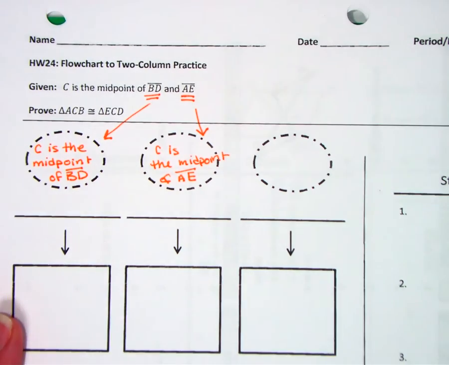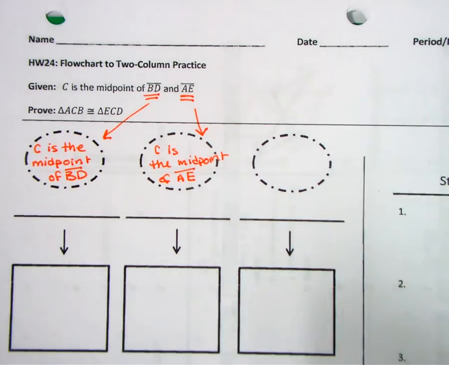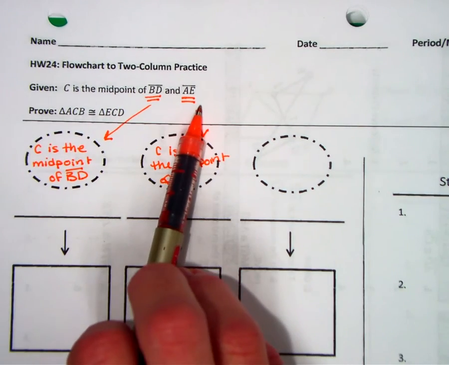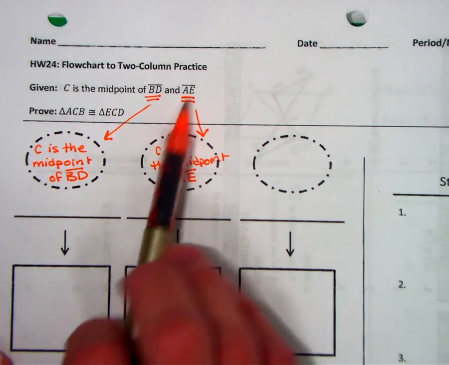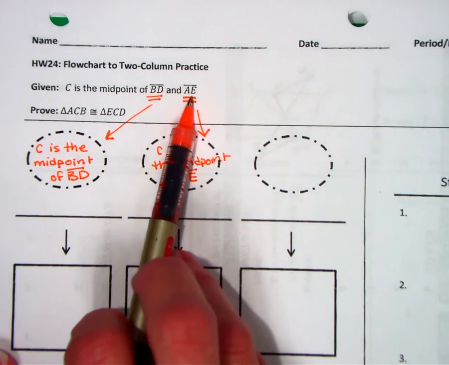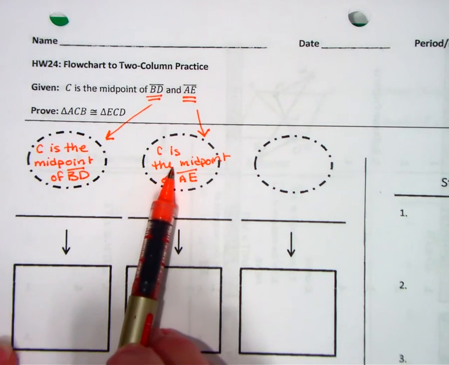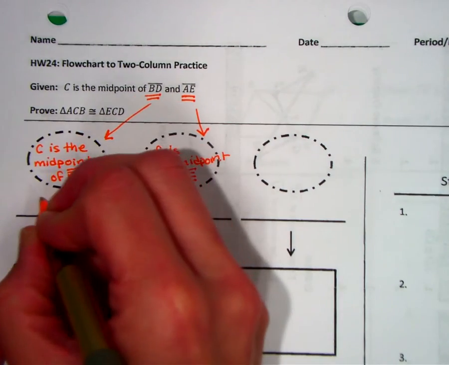So that's not something that we've typically had to do, and that will only show up if you have a midpoint or a bisector. You can't have double of anything else. So you can have a midpoint of two segments, or you can bisect two angles, but the bisecting one is not as common. Midpoint can happen to two specific segments, so that would go in two circles. Both of those are given.